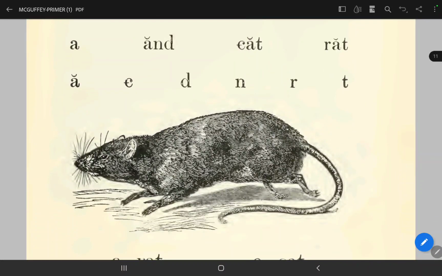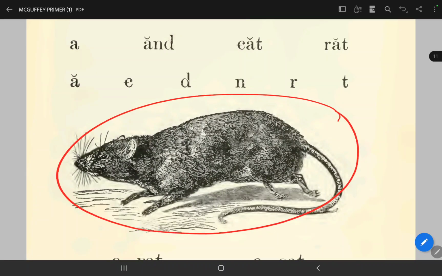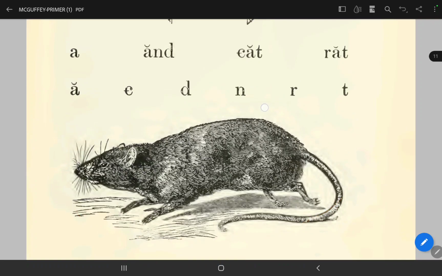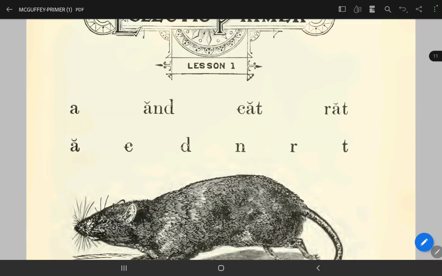First thing you can notice about lesson 1 is that in the middle there is a picture of a rat. Now, this will show you that this lesson is going to be about a rat. So let's start with our sight words. Now, the first sight word is only one letter. This is the word A. When you see a word that's just the letter A by itself, just say A.